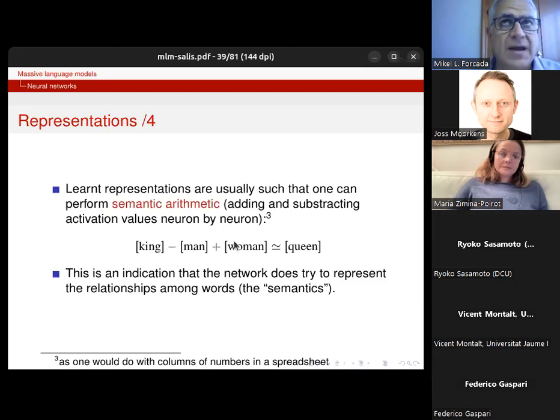So when you play with the embeddings, the representations learned by a neural net when it's asked to do some language task, you get these kinds of approximations, which are an indication that the network is actually trying to represent the relationship between words. So, the semantics.